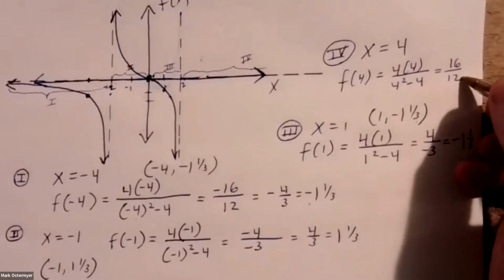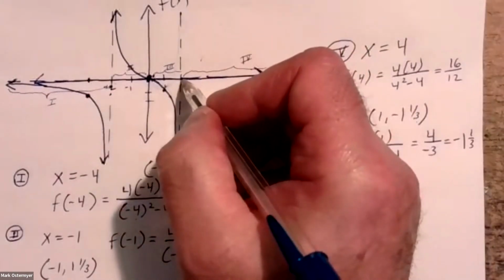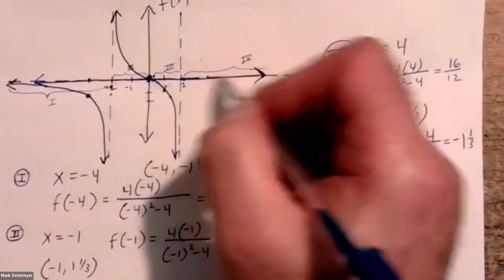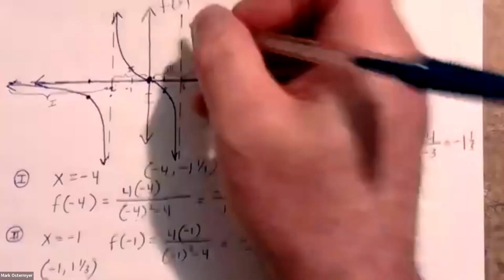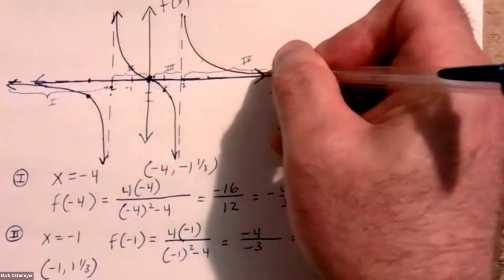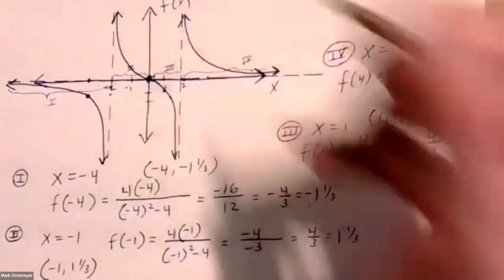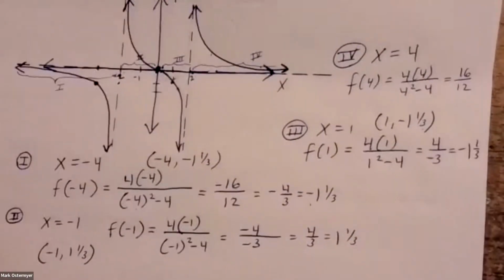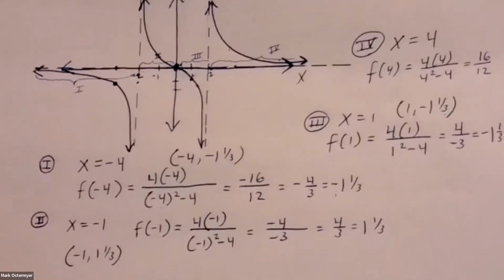16 over 12. I need not go any further. I know this is positive, so I know my graph on this interval where x is greater than 2 is above the horizontal asymptote, the x-axis. So therefore, my graph has to do this. And there you go. We're done. We have sketched the graph of that rational function by going through that analysis here.